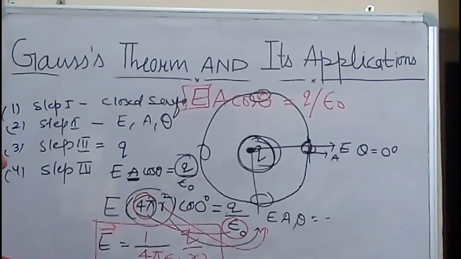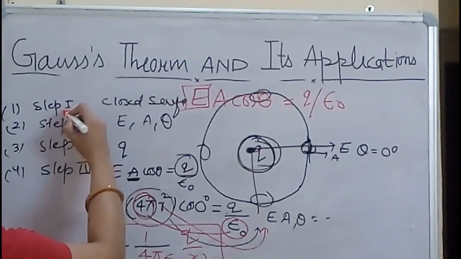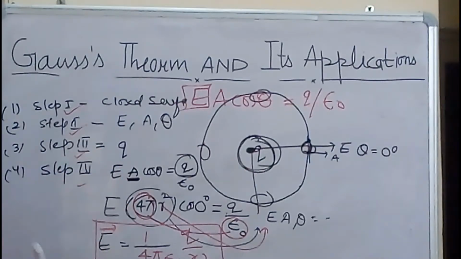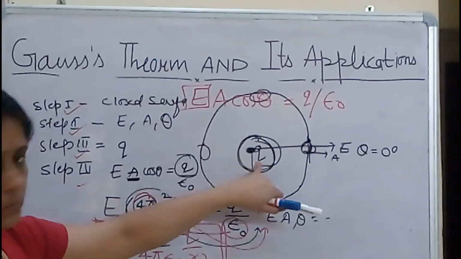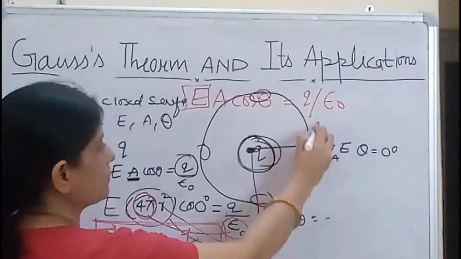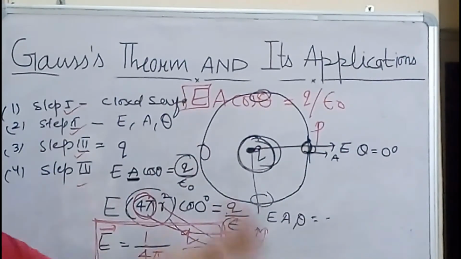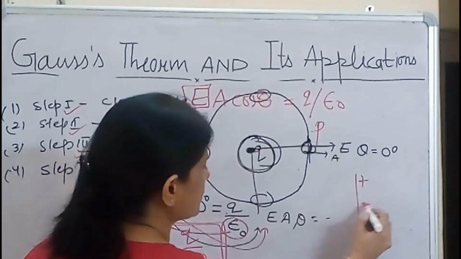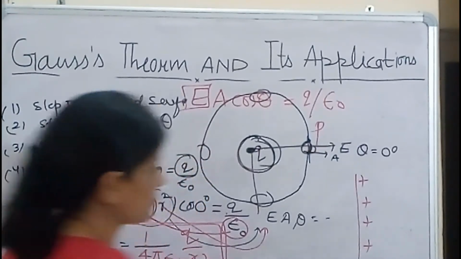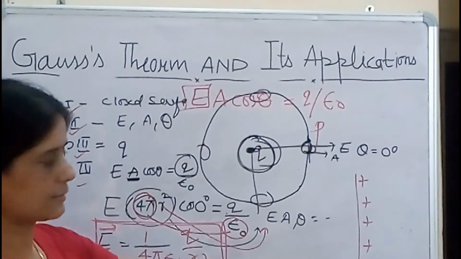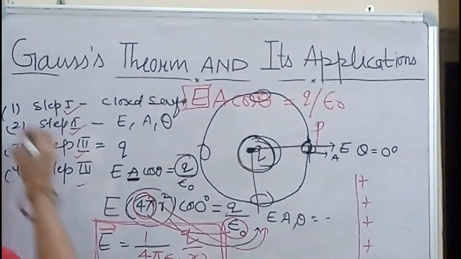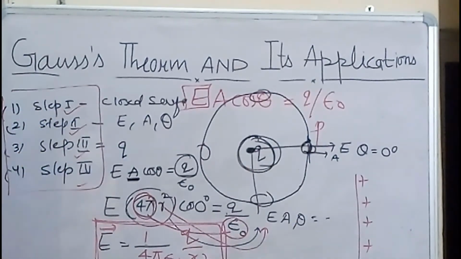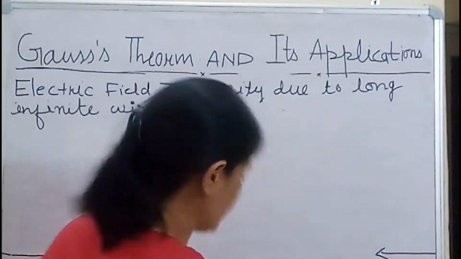By Gauss's theorem, applying all these steps, step 1, step 2, step 3, step 4, one by one, we find the value of electric field intensity due to the charge Q at a point P. Now let us find the value of electric field intensity due to a line of charge. If there are so many charges, how to find the value of electric field intensity? By Gauss law, applying all these steps. This is a very important topic actually.